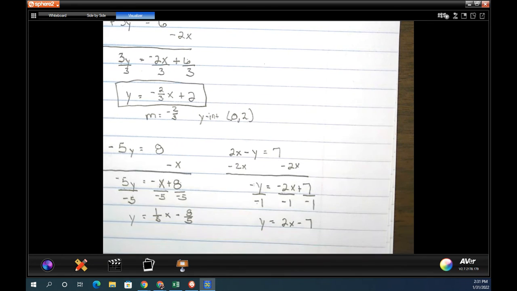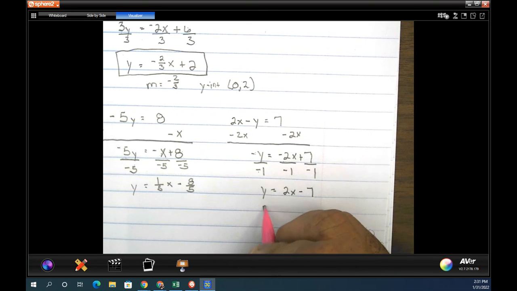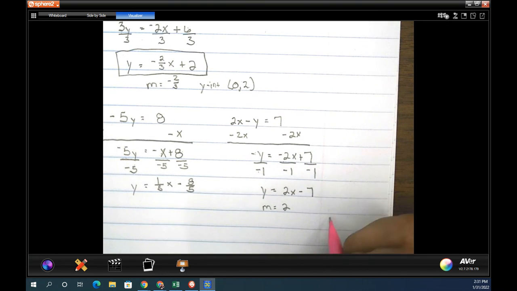Now, what's slope, Melanie? Nope, said it wrong. What's the slope? Slope's a number. Just 2. What's the y-intercept, Hunter? Y-intercept's a location on the graph. How do you say it? 0, negative 7. All right.